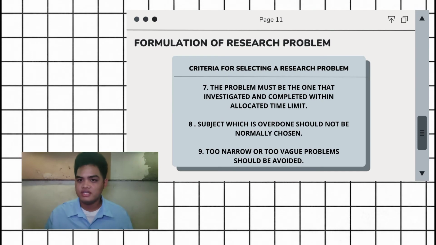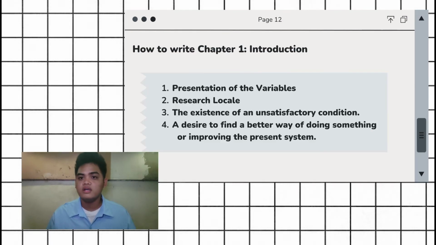So, my last 3 group mates discussed the many criteria in selecting a problem. So, just to make it in general, we must also consider the importance of the subject, the qualifications, and the training of the researcher. So, the cost involved, and lastly, the time factor as a criteria also in selecting a problem. So, the next topic is how to write chapter 1, so the introduction.